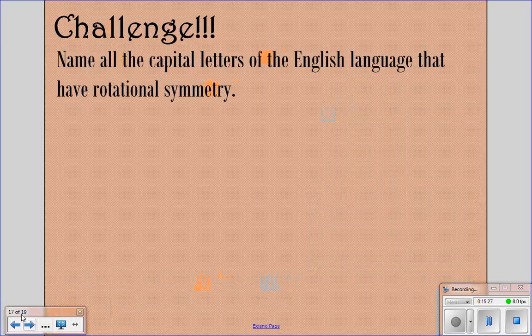Looking at the challenge question, name all the capital letters of the English language that have rotational symmetry. So y'all pause the video and try and figure out all of them that you can. And I'm going to go ahead and write them out. So pause it and then unpause it once you have all of them that you can think of. And those are the ones that have rotational symmetry.